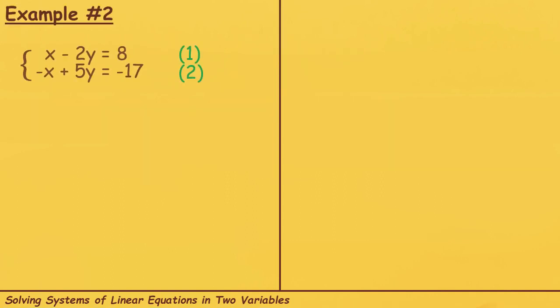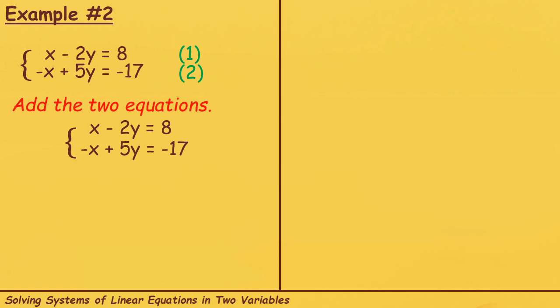Example number 2. Let us say we have x minus 2y is equal to 8, and negative x plus 5y is equal to negative 17. First is we are going to add the two equations. Dapat ay kita natin na naka-align sila.